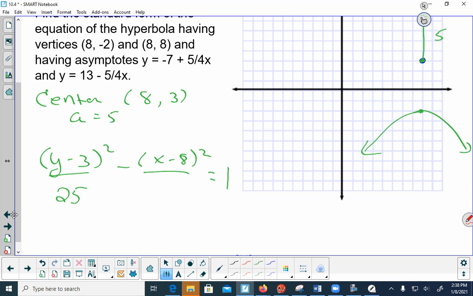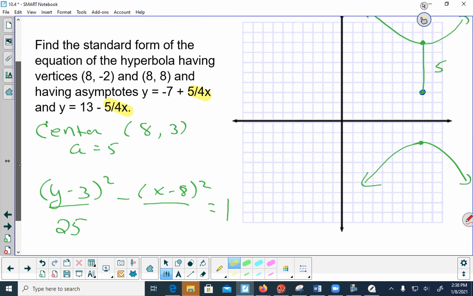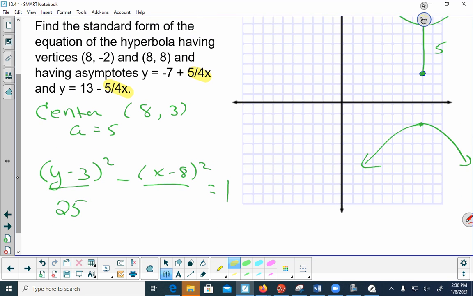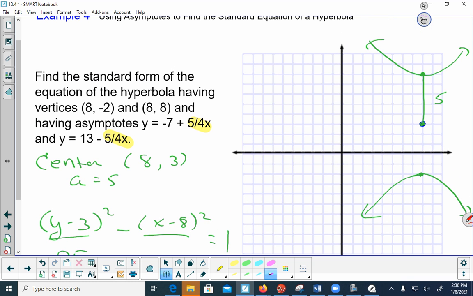Now I'm going to use the second part of the information, which tells me that the asymptotes are -7 plus 5/4 x and 13 minus 5/4 x. So I see that my slope, and I really only care about the slope, is this 5/4 or this -5/4. So when I go to make the boxes here, I know that this would be the height of the box. I have no idea how wide the boxes are, and I'm going to figure that out in a second.